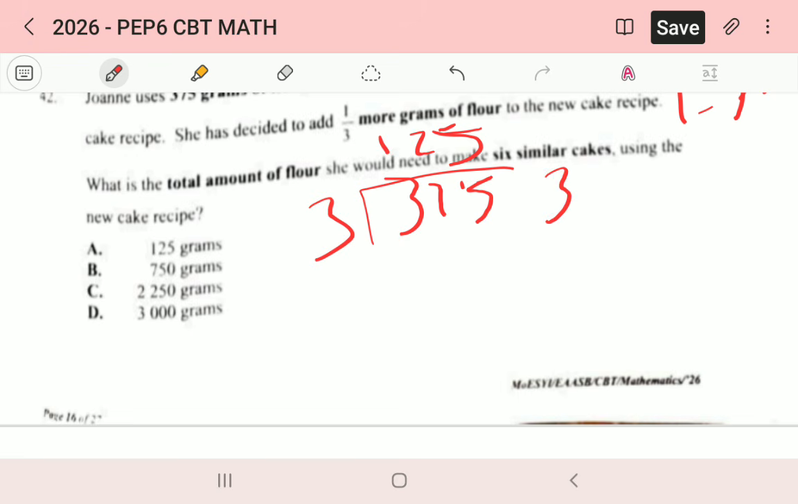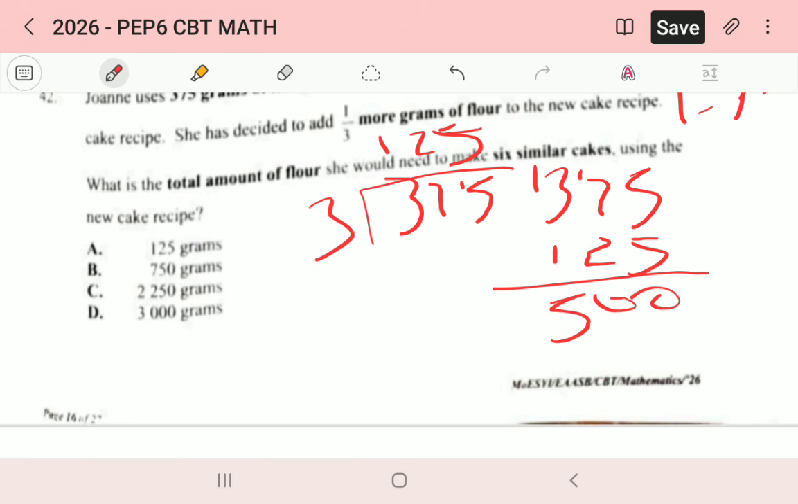So if you have 375 and you add another 125 grams, you're now having 5 and 5 is 10, 7 and 3 is 10, 3 and 2 is 5. So it's now 500 grams to make 1 cake.